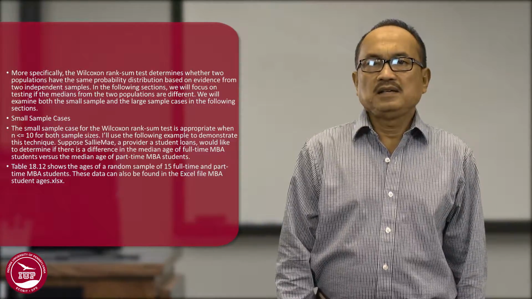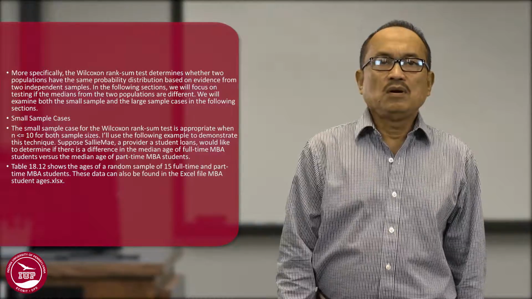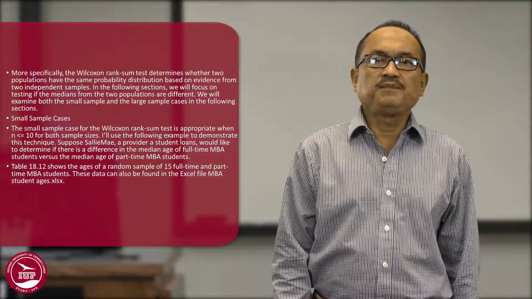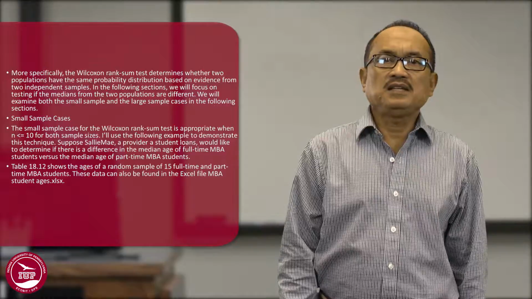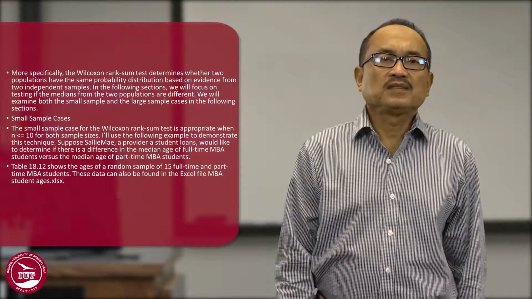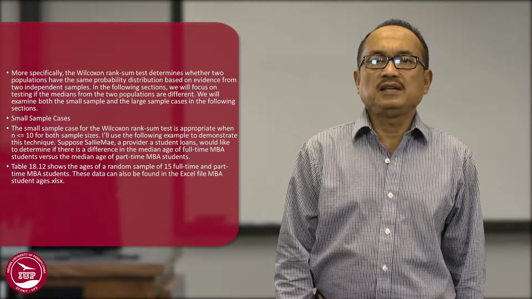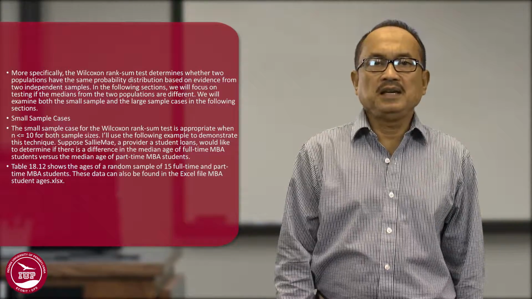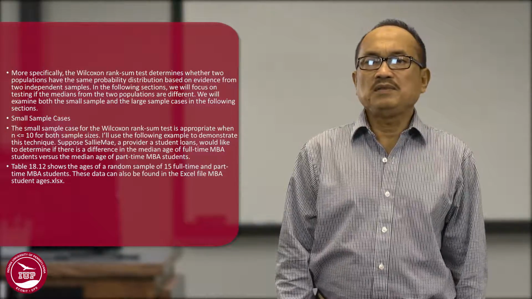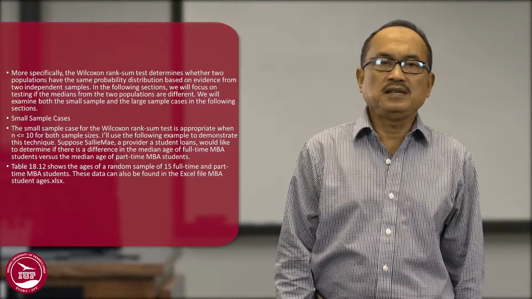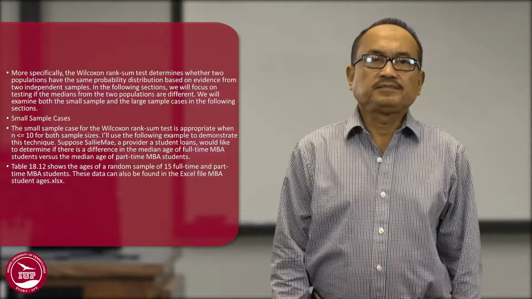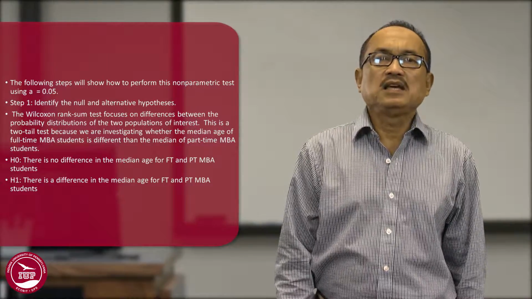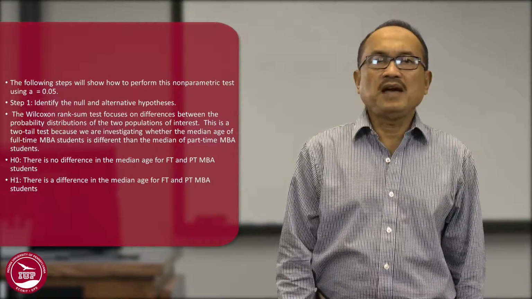Suppose Sallie Mae, a provider of student loans, would like to determine if there is a difference in the median age of full-time MBA students versus the median age of part-time MBA students. Table 18.12 shows the ages of a random sample of 15 full-time and part-time MBA students. This data can also be found in the Excel file MBA student ages.xlsx. The following steps will show how to perform this non-parametric test using alpha equal to 0.05.